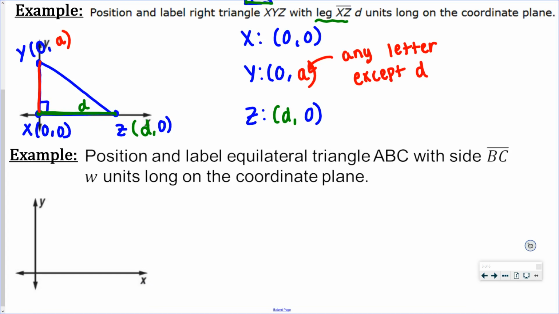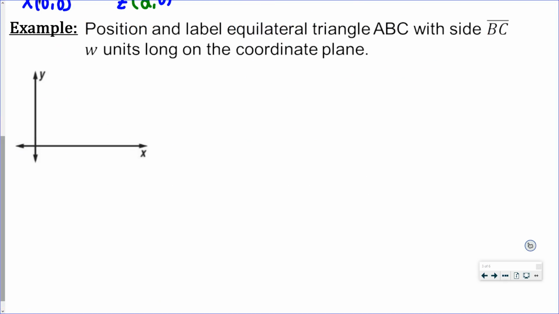Let's try another one. This one says position and label an equilateral triangle ABC with side BC W units long. All right, first things first, I'm going to put one of my vertices here. Now, when I see this side BC W units long, I usually place side BC on one of my axes. Okay, and I usually do it on the X. So I was like, all right, I'm going to call this B. I'm going to call this C. And then I know this is W units long.